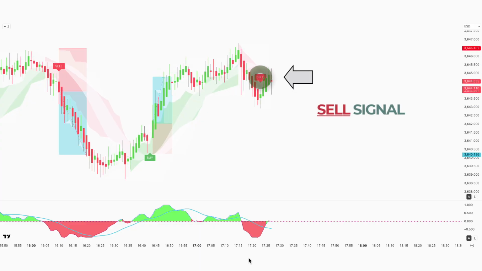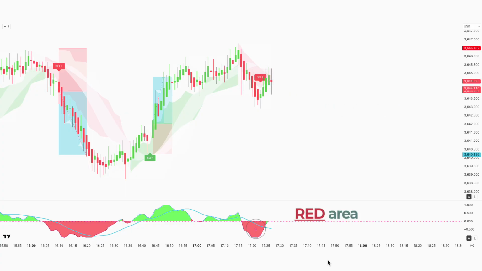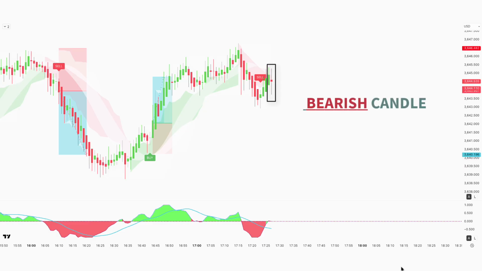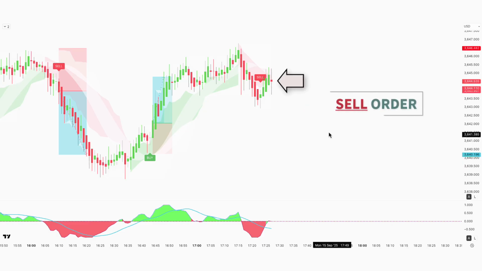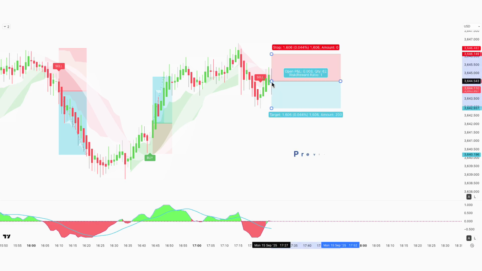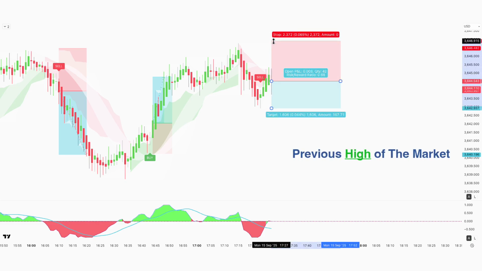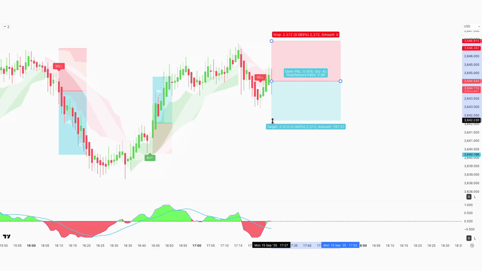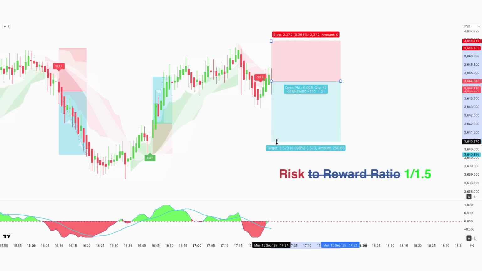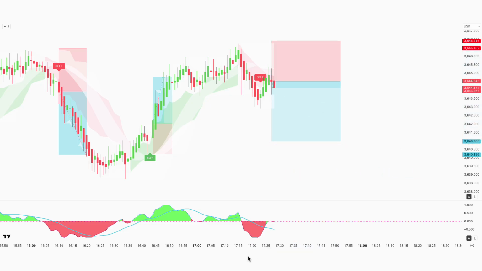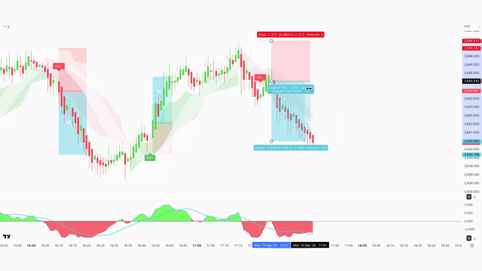Here, the Renko Heikin-Ashi arrow of this indicator is a sell signal. Here, the PVT OSC indicator is in the red area. Here, the market has made a bearish candle to give confirmation. So all our conditions are being fulfilled, so we are placing an order to sell. Our stop loss is to be placed at the previous high of the market, and the risk-to-reward ratio will be 1:1.5. Let's see what happens to our trade. We have won the trade. Let's find the next trade.